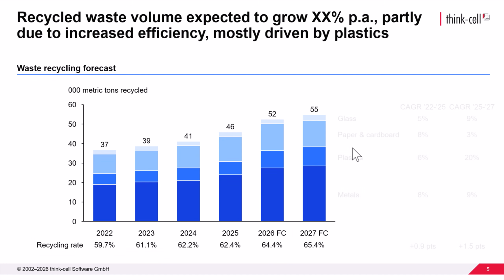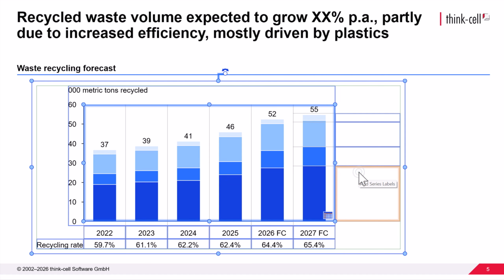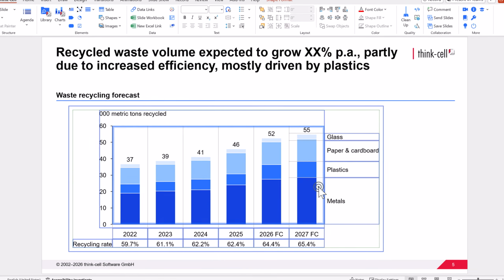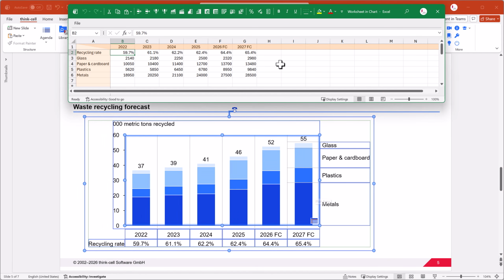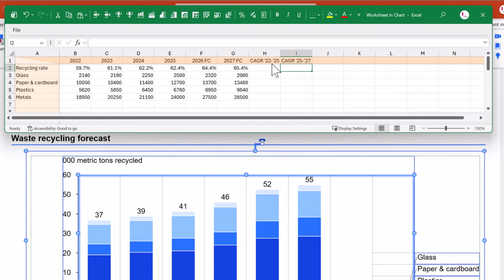Now we're ready to add a table beside the chart that contains the historical and projected compound annual growth rate, or CAGR. To start building this table, we'll add series labels. Next, double-click the chart to reopen the datasheet and enter the column headers for the CAGR data. In addition to the context menu options, you can also move data between a chart and a table using buttons on the datasheet toolbar. Let's move the CAGR categories to the table.